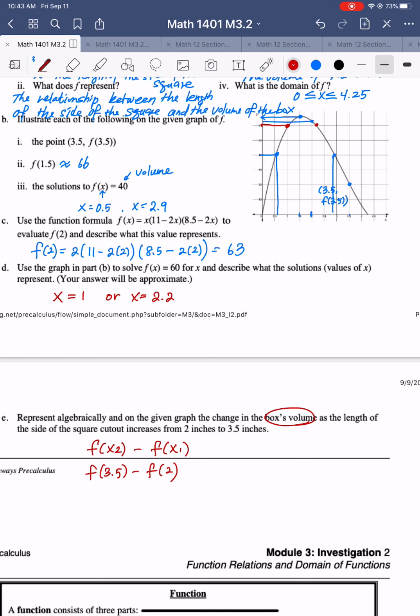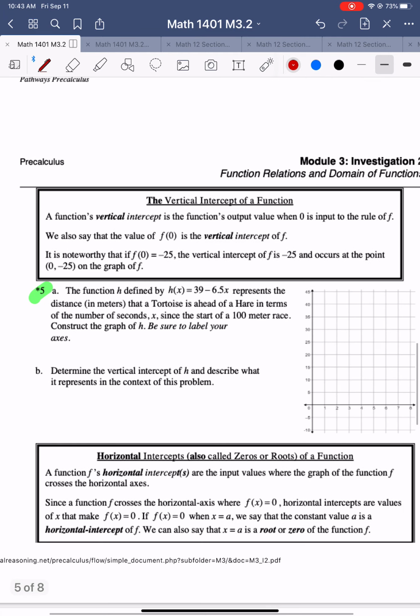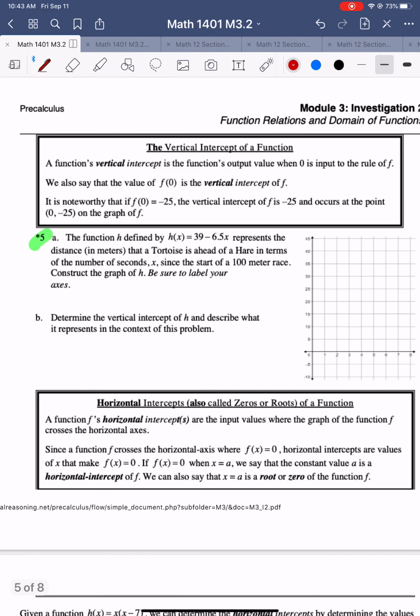All right, so then let's go to the next problem, number 5. In number 5, we're going to talk about the vertical intercepts. The vertical intercept means the same as the y-intercept. A function's vertical intercept is the output value when x is 0 as the input. So we also say that the value of f of 0 is always going to be the vertical intercept of f. So when you plug in 0 to get negative 2.5, it means (0, negative 2.5) is the vertical intercept.